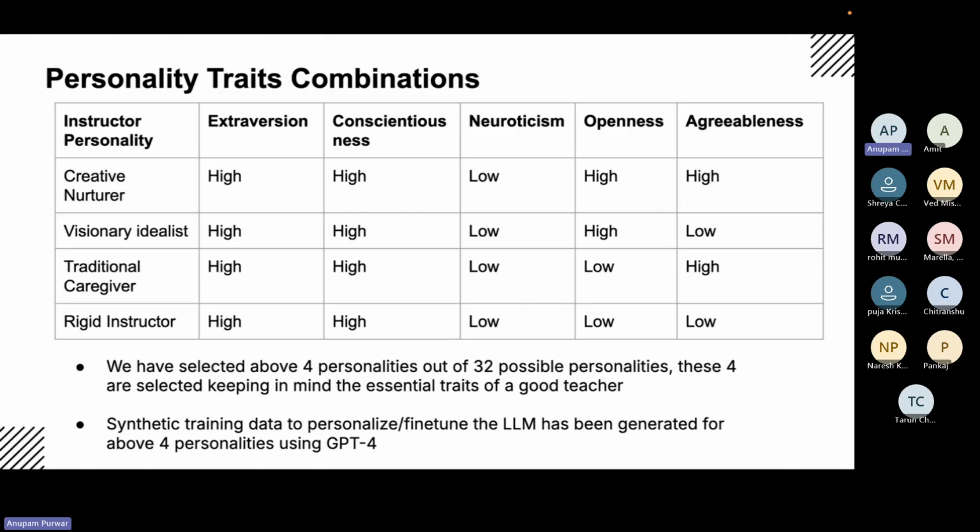Okay. So you will see that in all of these, we have instructors with personalities which are low on neuroticism. Whereas for the remaining three, there is only variation in openness and agreeableness, right? So, now we have these four personality types. Then how do you really do the fine tuning of the model?